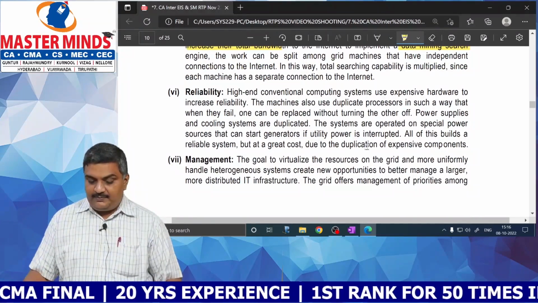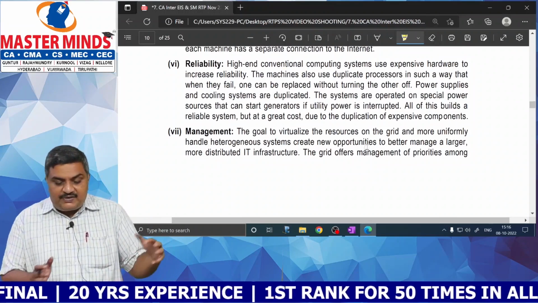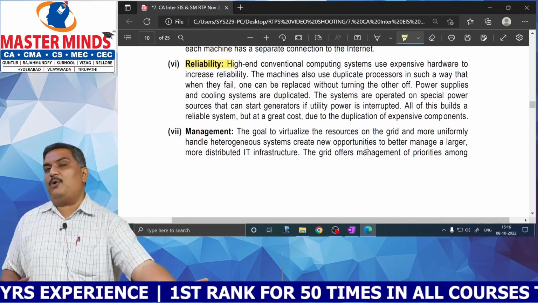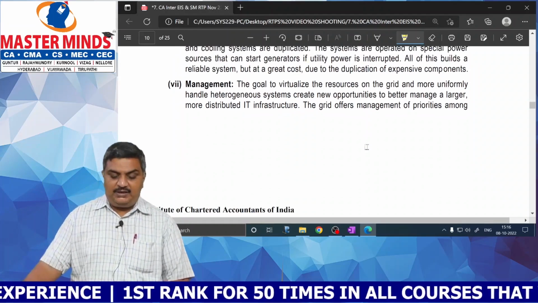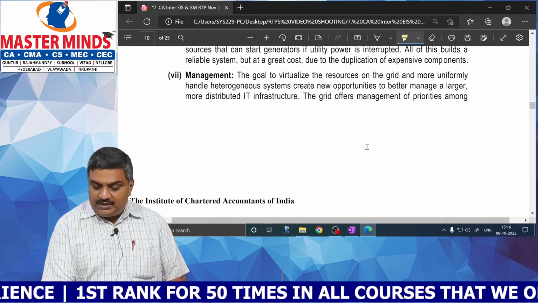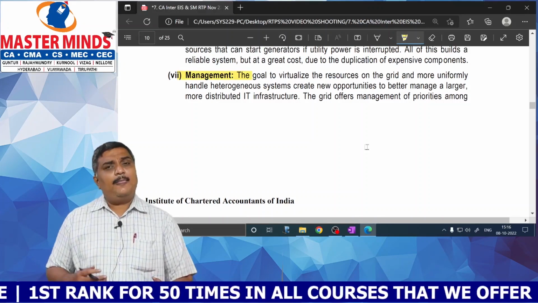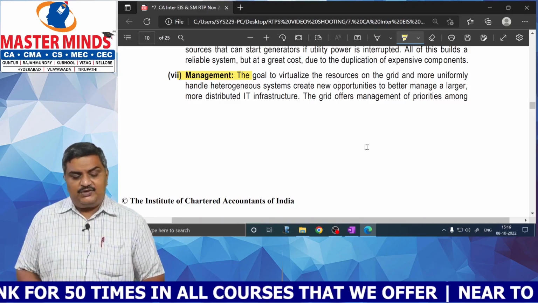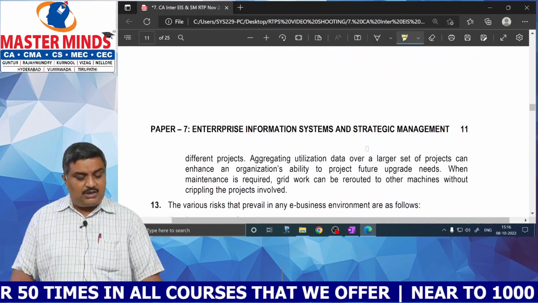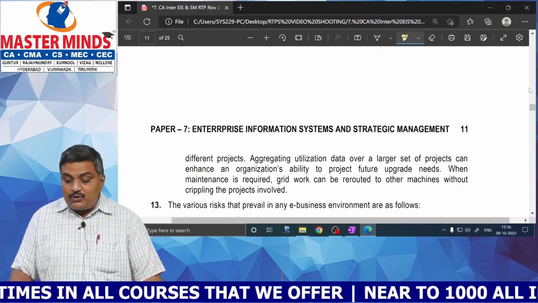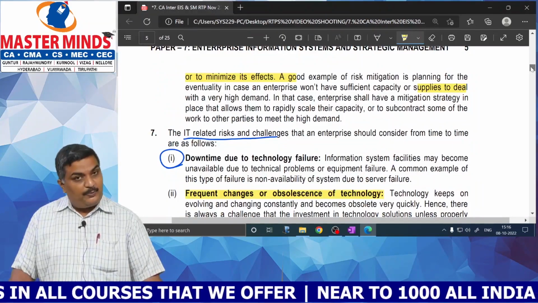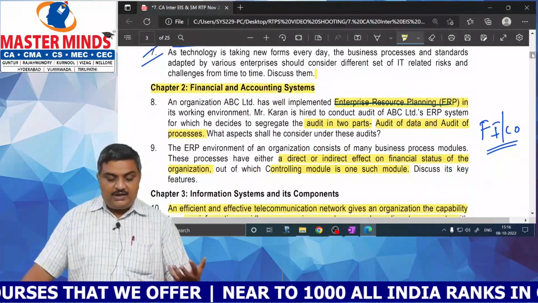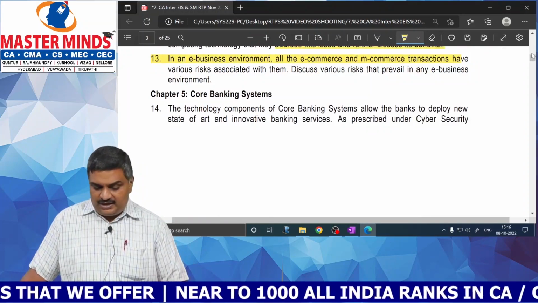And reliability. So in grid computing, what happens? Even if some systems are off, definitely other systems will keep on running. So there will be no interruption in the service. And management. That means grid management is one of the important issues that we need to understand. Managing a grid is not so easy, because heterogeneous devices and heterogeneous systems are present, and we need to check all those things. So grid management is definitely an issue.